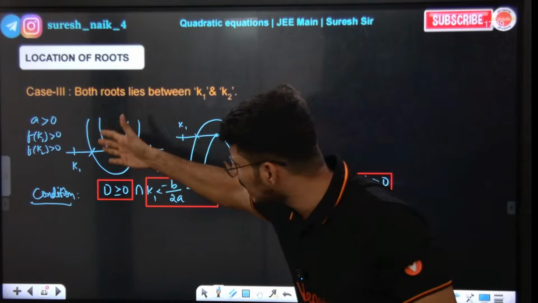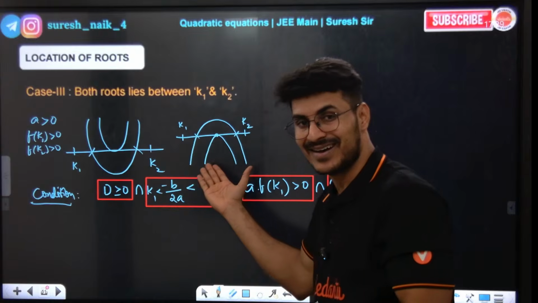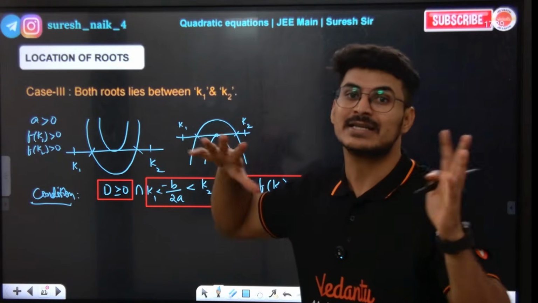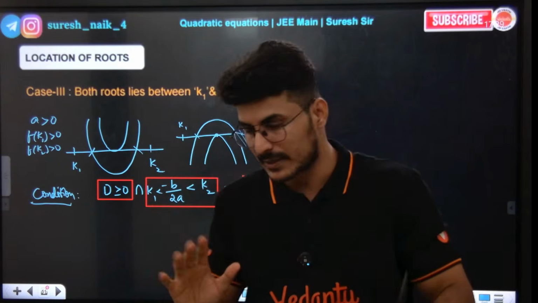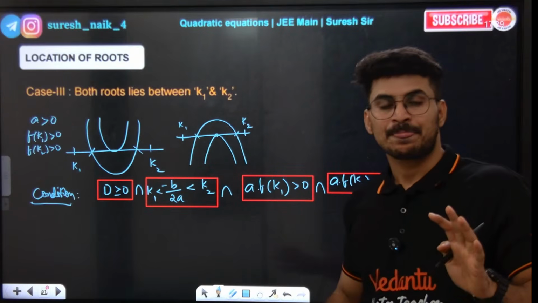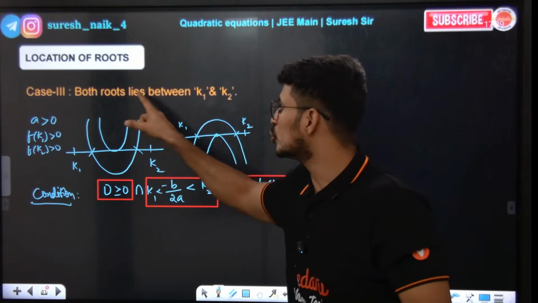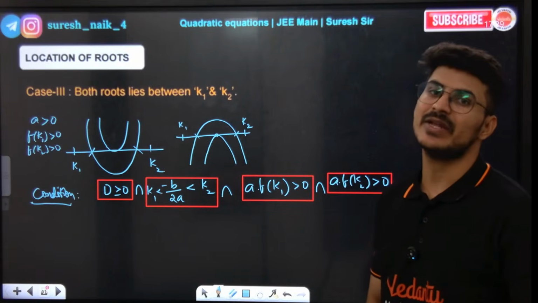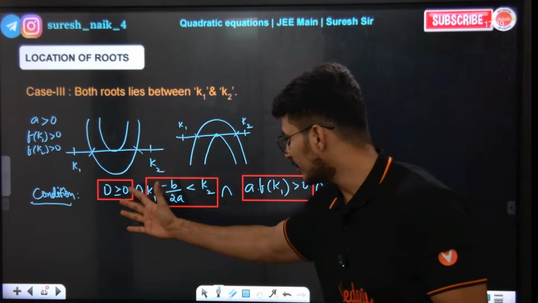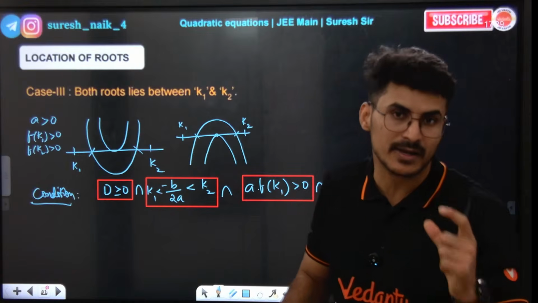Sir, why are you taking only the upward graph? Why not take the downward graph? I did not take it, but we can take that too. Both are same, no changes. Correct? So if you take the downward graph, you will be getting the same answers. Same conditions. Whenever they give that both roots lie between k1 and k2, you always have to apply these 4 conditions. These are necessary and sufficient conditions.